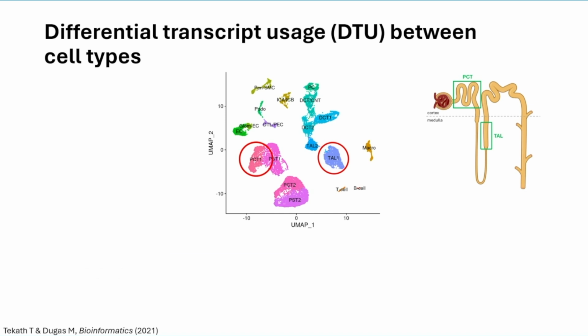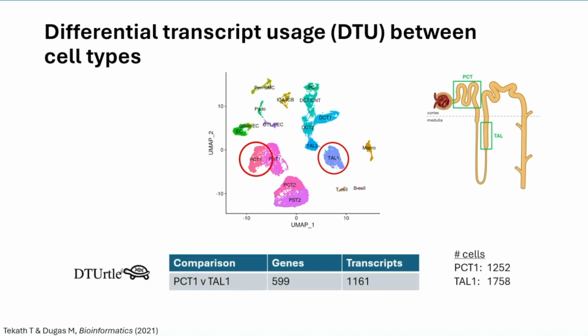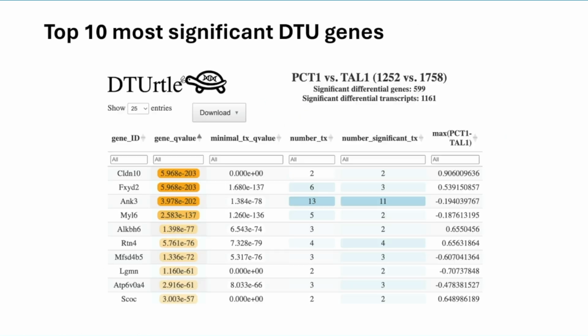So to do this DTU analysis, we use this package called dturtle, which is specifically made for single cell analysis. It isn't necessarily for long reads, but we did use it for that. And this package identified almost 600 genes with differential transcript usage among over 1,100 transcripts. And these are the top 10 most significant genes that were identified between the PCT and TAL.